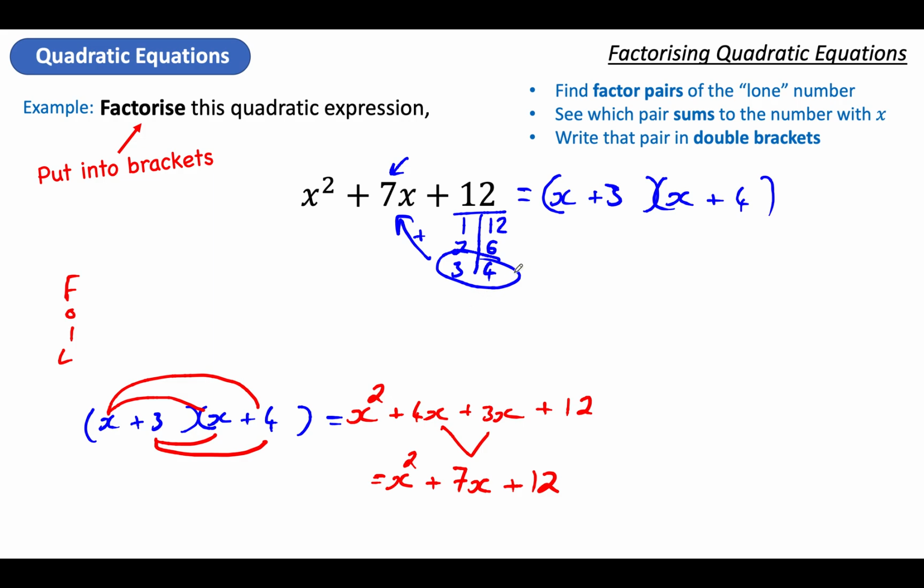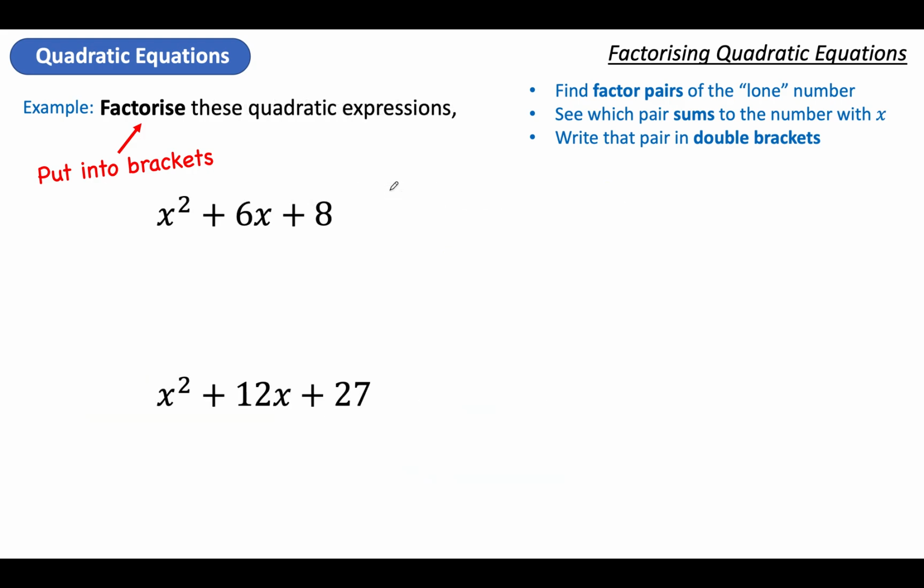We need a pair of numbers that multiply together to make this number, but add together to make this coefficient here. Okay, that's why we're doing that skill of finding pairs of numbers that both multiply and add to, you know, the numbers we want. Right, so let's practice two more. This is how we do it, okay?